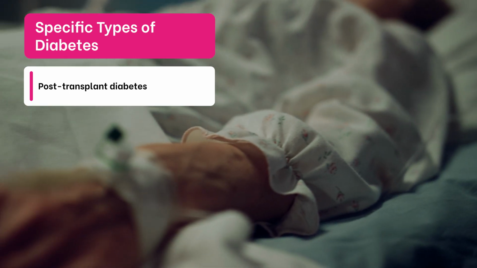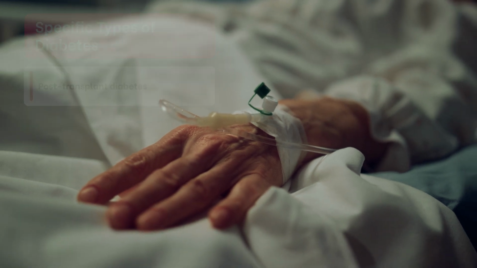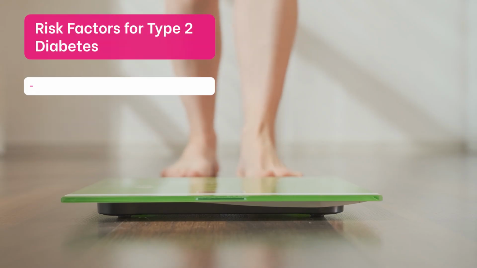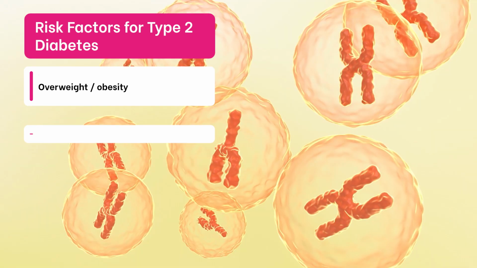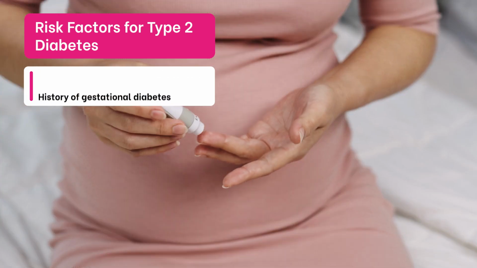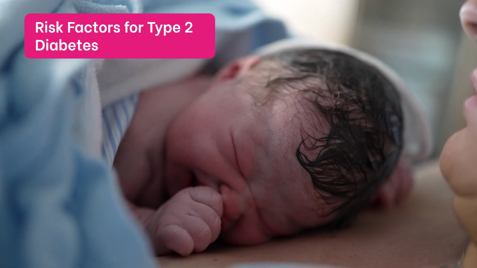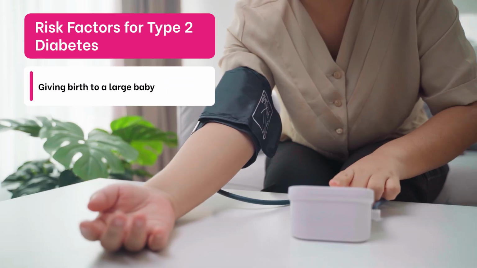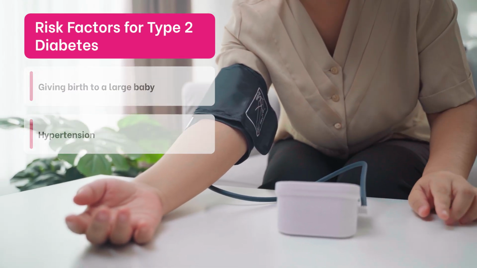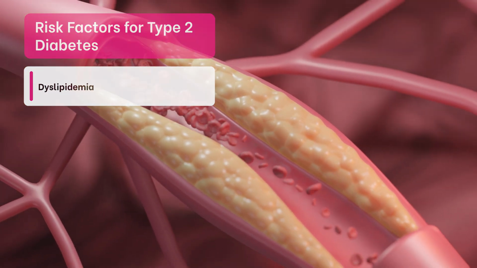What we are more concerned about is the common garden variant of type 2 diabetes, of course also with a knowledge about the type 1 diabetes variants. So, the various risk factors for type 2 diabetes include overweight, obesity, a family history of diabetes, women who have had a history of gestational diabetes in the past, those who have had PCOS, those who have given birth to a large baby, people who have hypertension, who have dyslipidemia. These are the categories of people who can get type 2 diabetes.